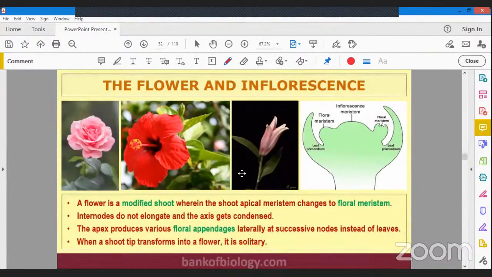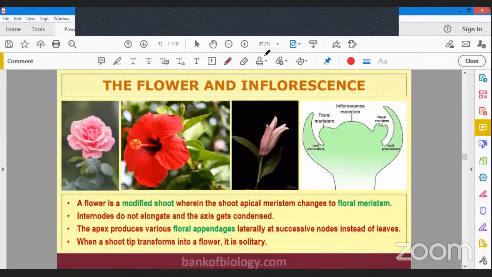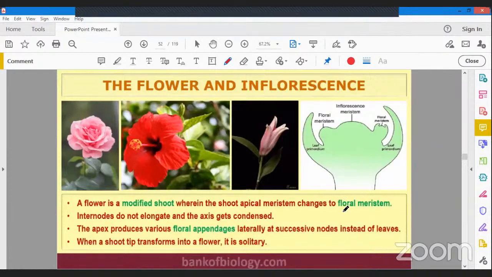But here we'll look at each part in detail. So what is a flower? A flower is a modified shoot wherein the shoot apical meristem becomes the floral meristem. So always at the tips of the stem, it becomes a floral meristem. So this will develop into a flower. The internodes do not elongate and the axis gets condensed. The apex produces various floral appendages laterally at successive nodes instead of leaves. When the shoot tip transforms into a flower, it is solitary. So there will be a single flower. Okay.